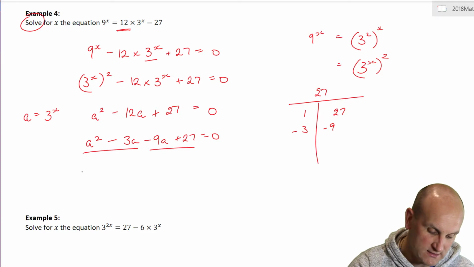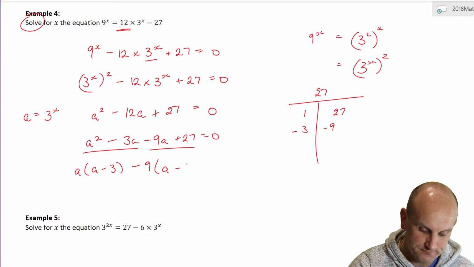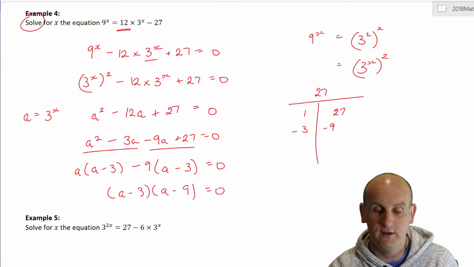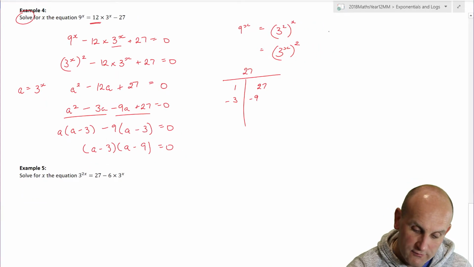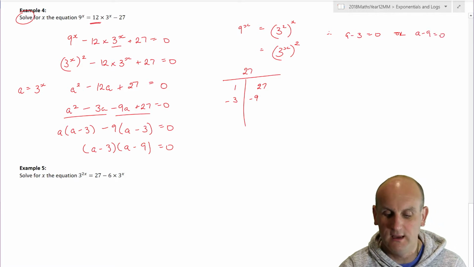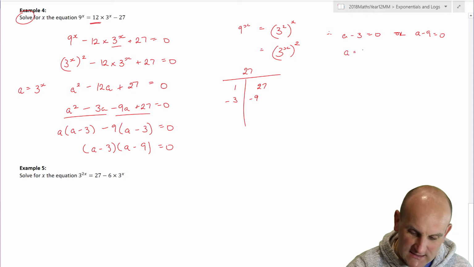Factorize by grouping: take out a, gives me a minus 3. Take out the 9, gives me a minus 3 equals 0. And so I end up with a minus 3, a minus 9 equals 0. Now I've run out of room, so I'm going to move over to the other side of the screen. So therefore, we know that a minus 3 equals 0, or a minus 9 equals 0. And you're going to say, well, that doesn't look like an x for a start. I agree with you completely. So a is equal to 3, or a is equal to 9.